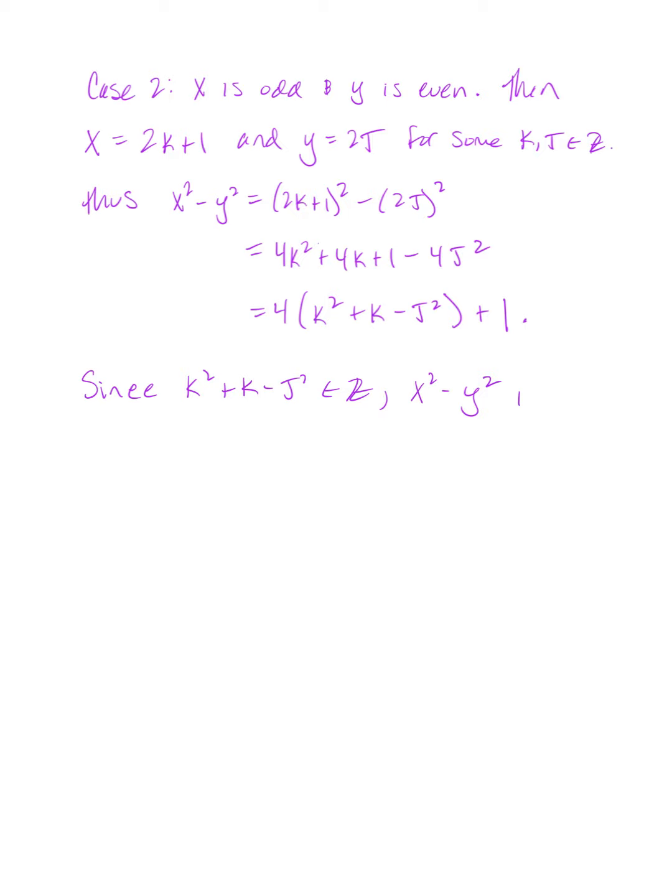So it is not a multiple of 4. Alternatively, 4 does not divide x squared minus y squared. And then we have proven it for case 2. We proved the contrapositive for both cases, which proves the original statement.